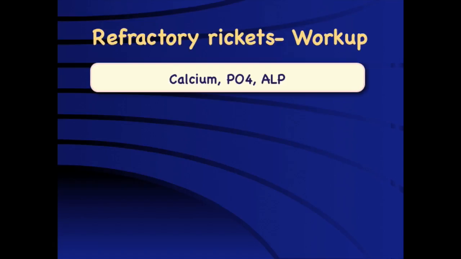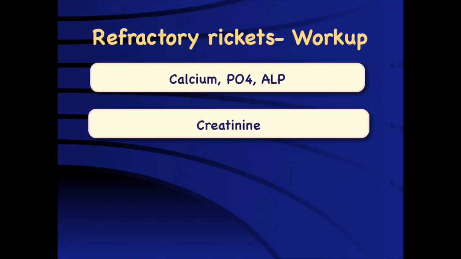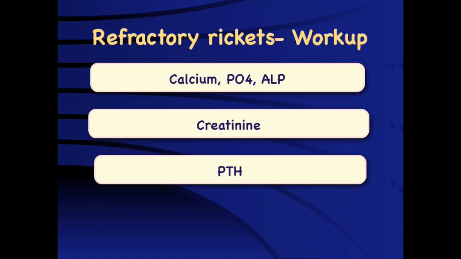Similarly, alkaline phosphatase levels are high in most children with the exception of hypophosphatasia, which is a defect in alkaline phosphatase synthesis, or a possibility of renal tubular acidosis in which the levels are reasonably normal. Creatinine levels are absolutely essential to exclude renal failure, which is the number one cause of refractory rickets in children.